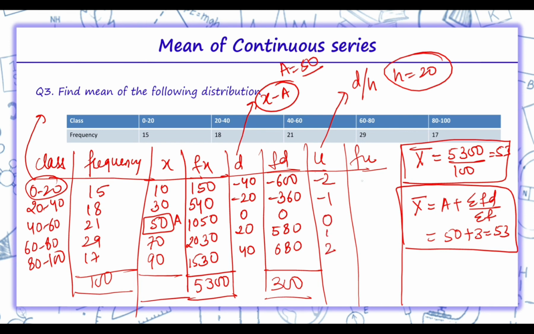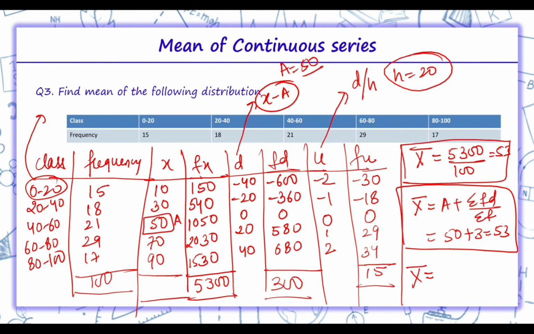Then we will calculate f into u. So 15 into minus 2 is minus 30, then 18 into minus 1 is minus 18, 21 into 0 is 0, 29 into 1 will be 29, 17 into 2 will be 34. So its summation is coming out to be 15.